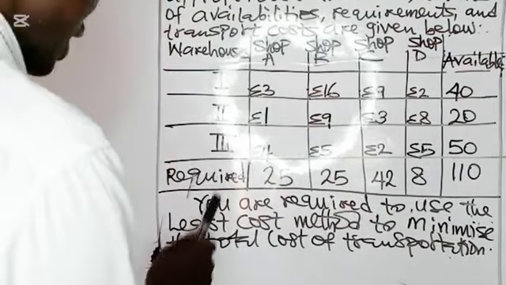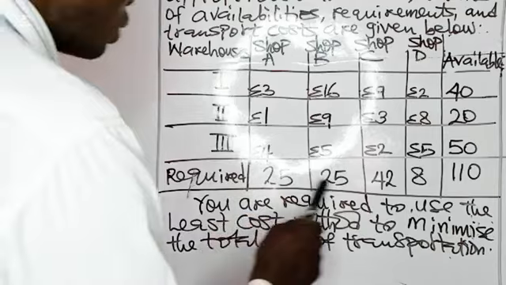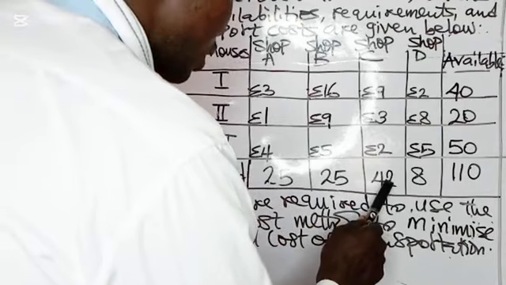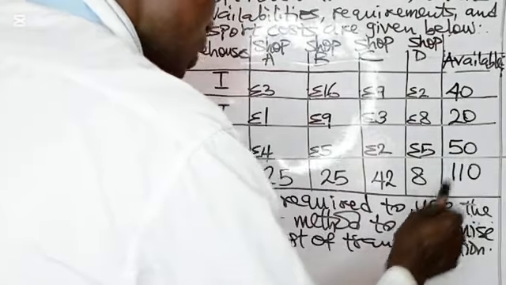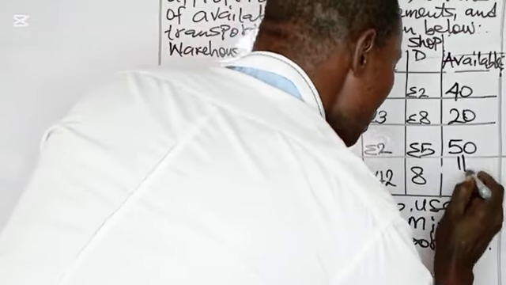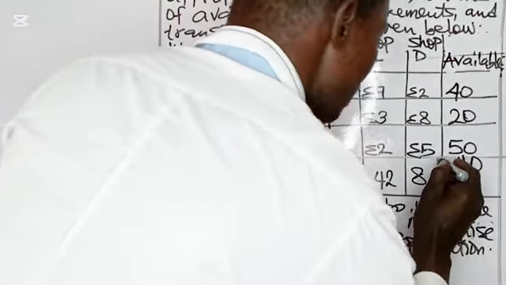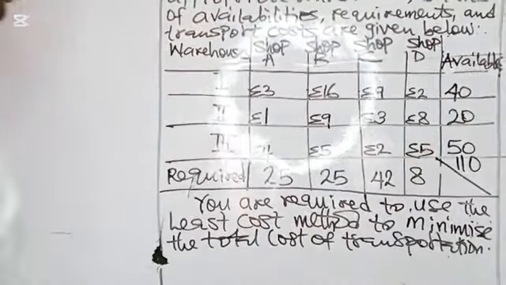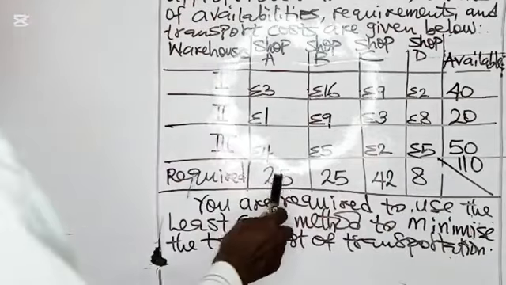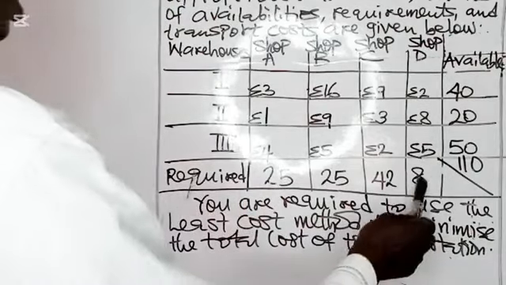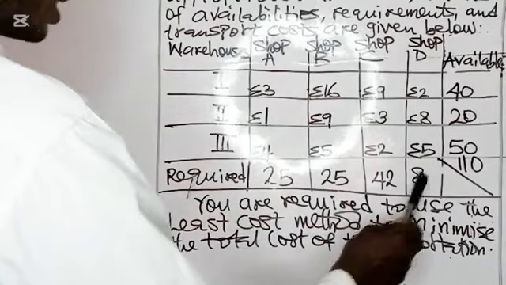Then required 25, 25, 42, 8, and the available is 40, 20, 50. If you sum up, this is 40 plus 20, that is 60, plus 50, that is 110. 25 plus 25, that is 50. 8 plus 42, that is 50. 50 plus 50 is 100.